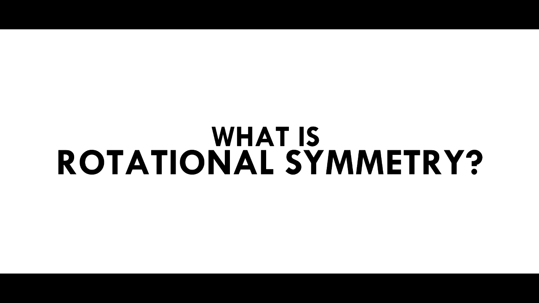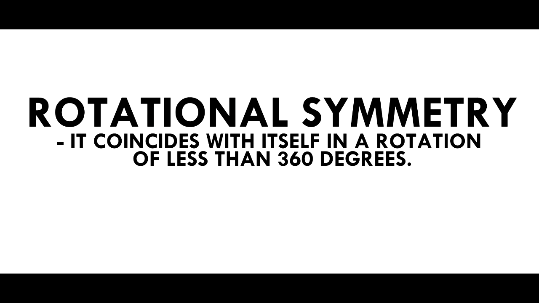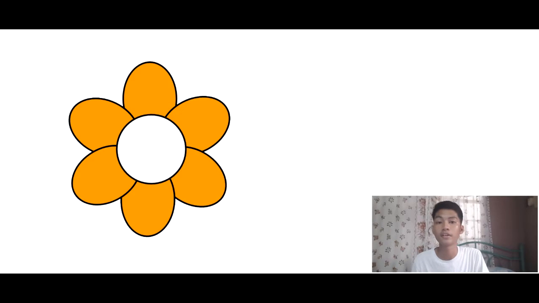What is rotational symmetry? Rotational symmetry simply means that it coincides with itself in a rotation of less than 360 degrees. So for our first example, we have this flower with 6 petals.